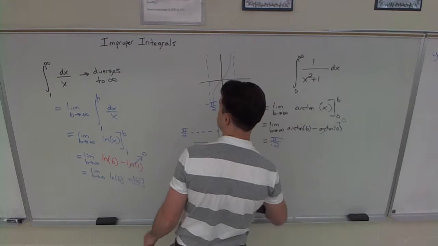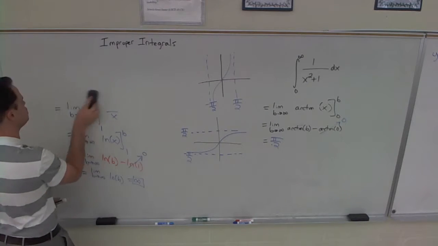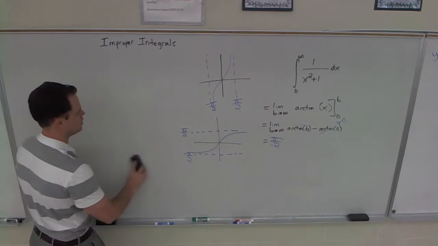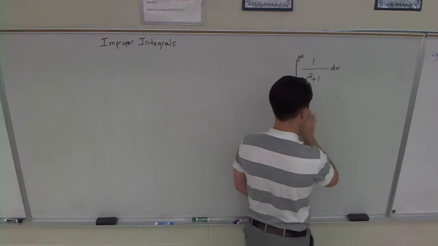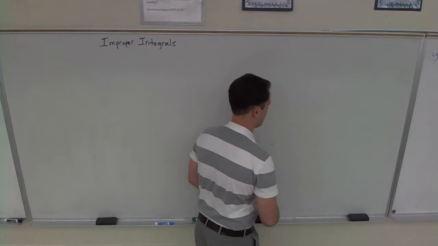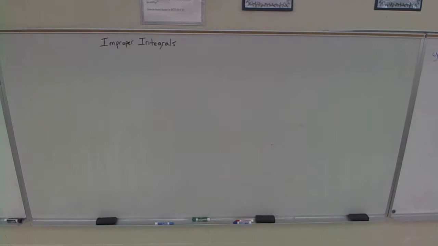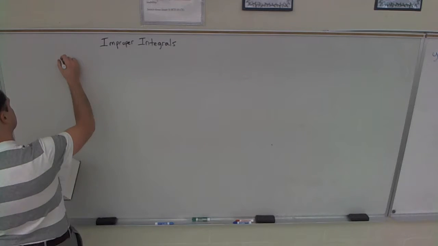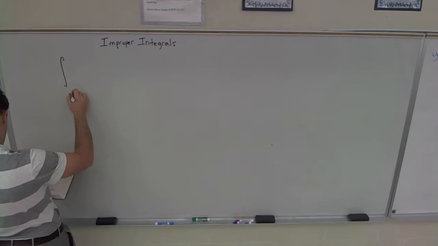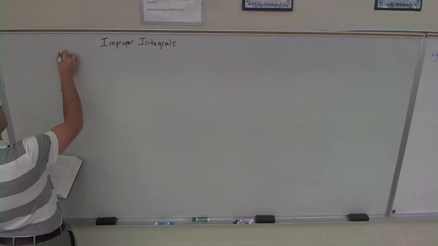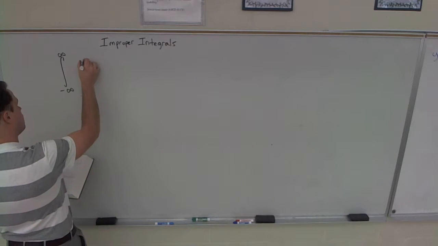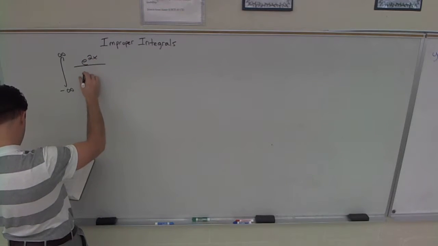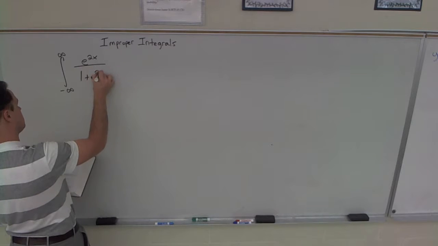Let's look at another example of this same kind of improper issue with our limits of integration being infinite, but let's change it from just infinite on the upper side. So here's another example. This time we're going to go from negative infinity to infinity, so kind of infinite in each direction, of e to the 2x over 1 plus e to the 2x.